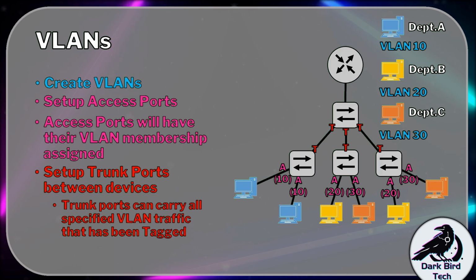Now the trunk ports are going to carry all specified VLAN traffic that has been tagged already by an access port as it arrived. Now I emphasize the word specified because with a lot of the enterprise vendors that I dealt with, you have the option to be selective about which VLANs are allowed to travel across the trunk port. Or you could specify all VLANs are allowed across the trunk port. The option is yours. For now, we'll assume that our trunk ports have been set up to carry all VLANs. I'm not going to start applying restrictions yet.